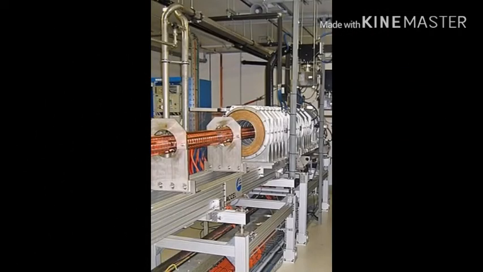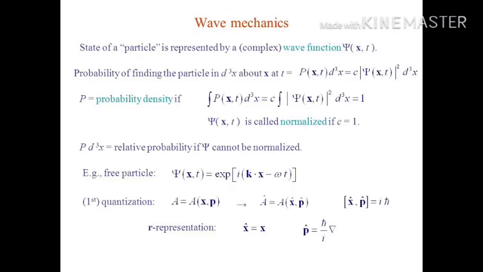Cockcroft and Walton built an early linear accelerator and bombarded lithium with protons to produce alpha particles. Schrödinger viewed electrons as continuous clouds and introduced wave mechanics as a mathematical model of the atom.